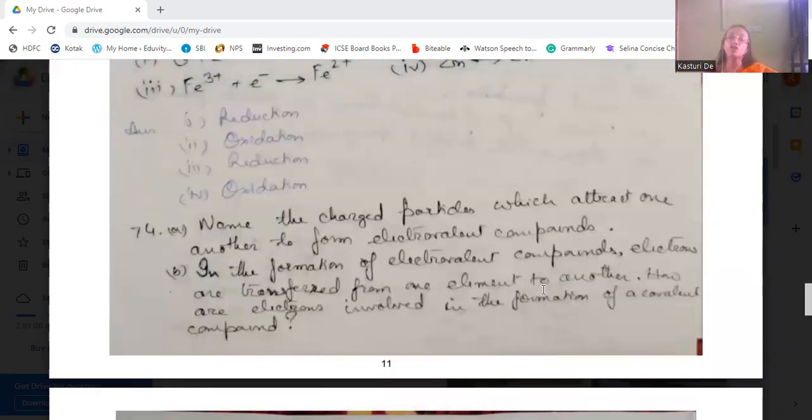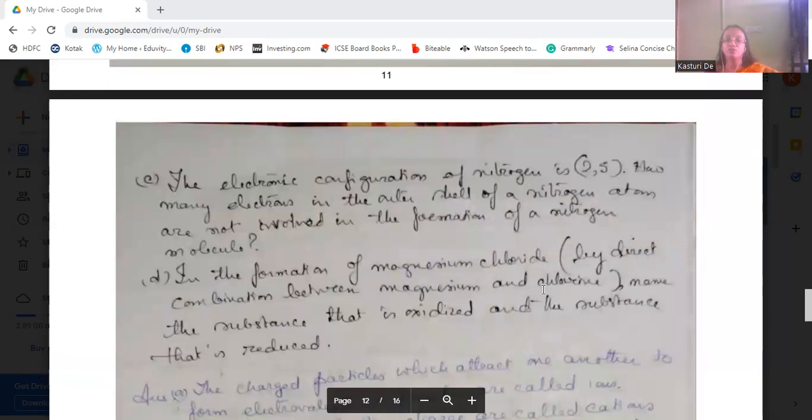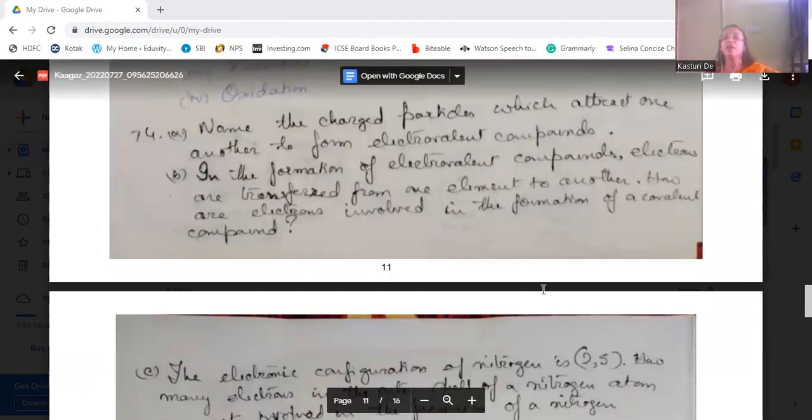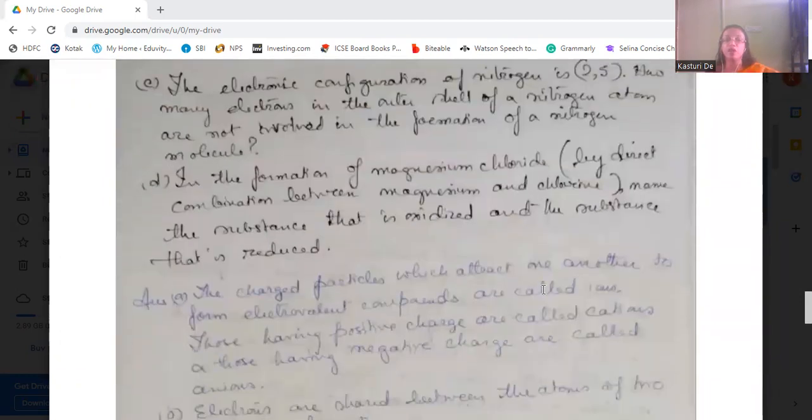Now name the charged particles which attract one another to form an electrovalent compound. With the formation of an electrovalent compound, electrons are transferred from one element to another. How are electrons involved in the formation of a covalent compound? Two more questions are there, so let us discuss the first question first. Name the charged particles which attract one another to form the electrovalent compound. They are called ions.